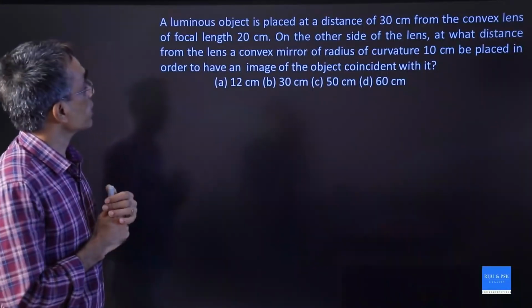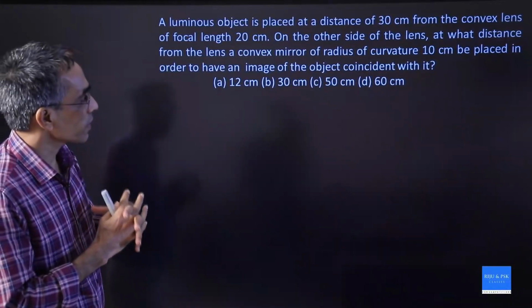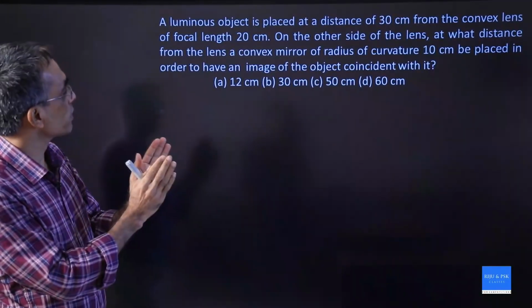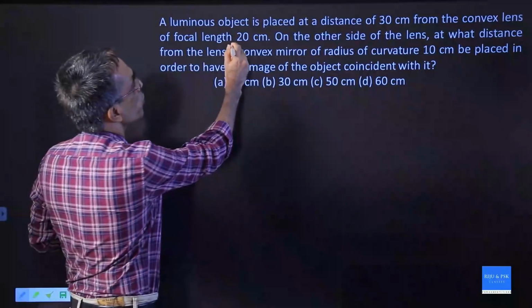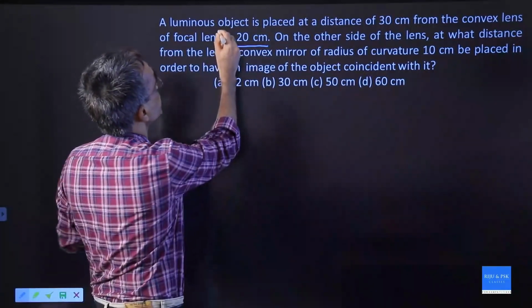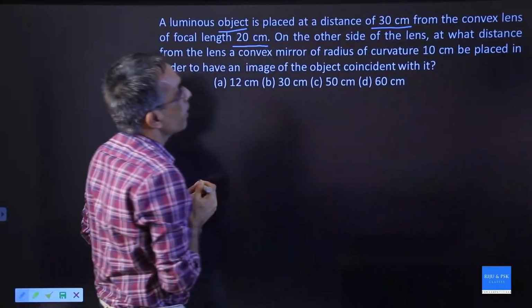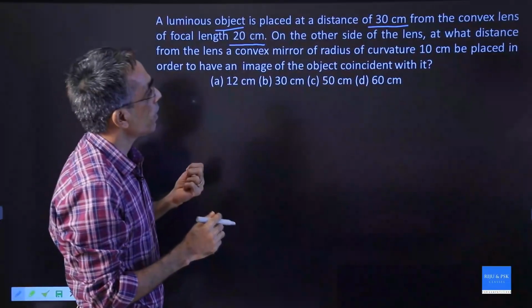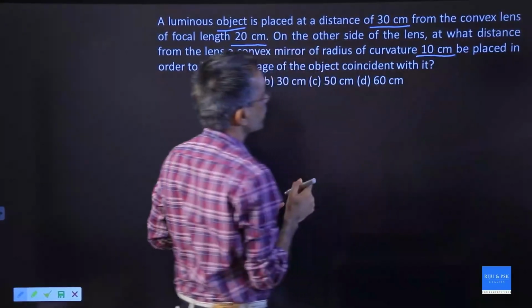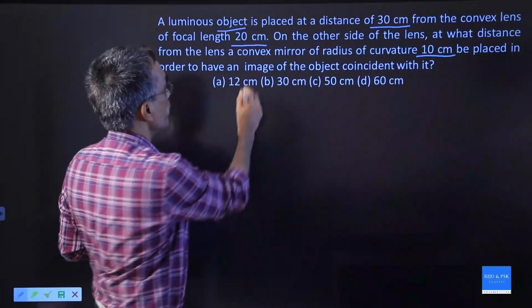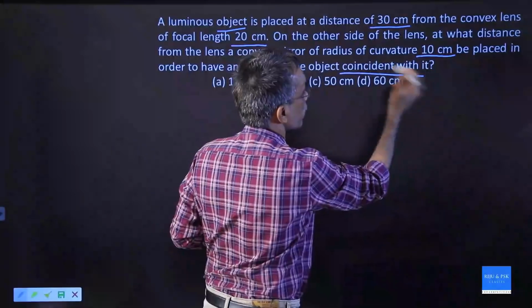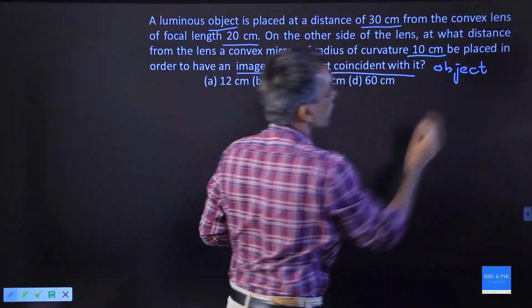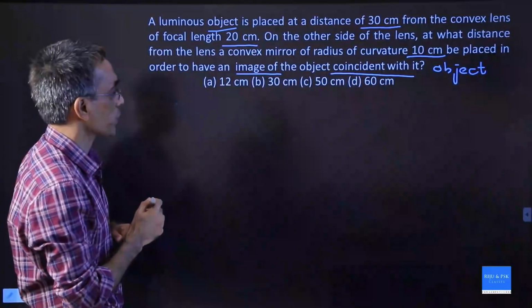Okay, next question is about a convex lens and a convex mirror combination. It's given that there is a convex lens with a focal length of 20 centimeter, and there is an object at 30 centimeter. What is the condition given? You need to place a convex mirror, whose specification is given as 10 centimeter, so that you get an image of the object coincident with the object. So the image must be at the location of the object. This is the condition.